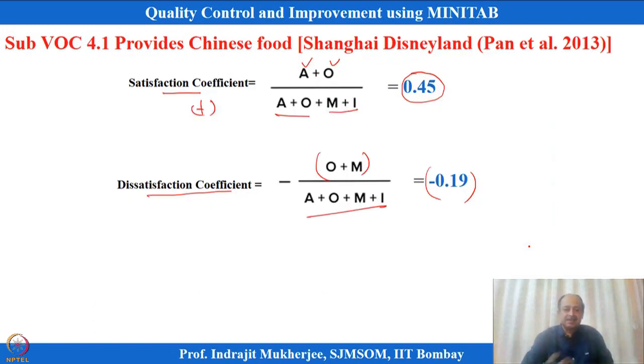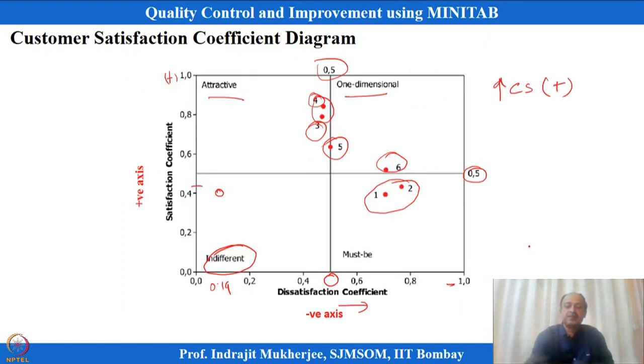Then there is the satisfaction coefficient calculation and the dissatisfaction coefficient, which are placed into quadrants based on the 63 responses. For a specific sub voice, we can see which is attractive and which is one-dimensional using the customer satisfaction coefficient diagram, with a negative axis and a positive axis, to see which category it falls in. Based on that, we can immediately emphasize the attractive, one-dimensional and must-be categories. We are not concerned much about the indifferent category.